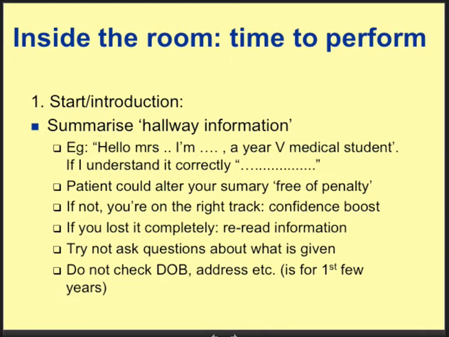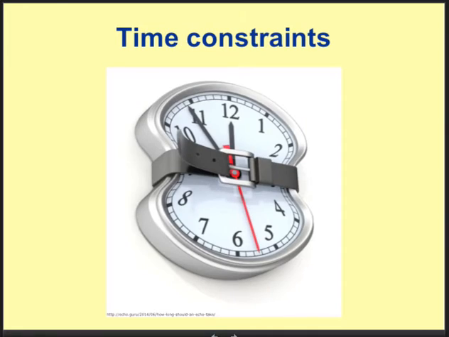Do not check the date of birth of the patient or her address, which is customary in the first couple of years, and do not ask questions about what is given. If it's stated that she's 27 years old and she presents with postmenopausal bleeding, I would not ask her, how can I help? Which you would do in your daily practice, because you save precious time. Time constraints are part of the deal, whether you like it or not.